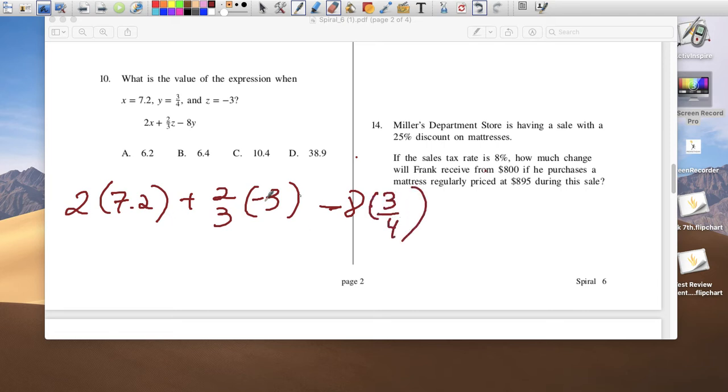I can do it without a calculator. So 2 times 7.2 is 14.4. Plus, and these two will simplify, right? Becomes 1 and 1. And this becomes a positive times a negative. Positive times a negative is going to be a negative. And 2 times 1 is 2. And minus, and again, this is a negative times a positive, so definitely a negative, but I can simplify here. And 2 times 3 is 6. So this is what I have at the end of the day. 14.4 minus 2 is 12.4. And 12.4 minus 6 is 6.4. And we have our answer right here.